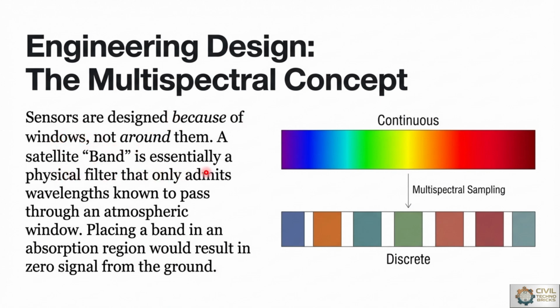A satellite band is essentially a physical filter that only admits wavelengths known to pass through an atmospheric window. If we place a band in an absorption region, it would result in zero signal from the ground. Active microwave systems such as radar and synthetic aperture radar operate effectively within these atmospheric windows, for civil engineering applications that include disaster management, flood mapping, landslide detection, or deformation monitoring.